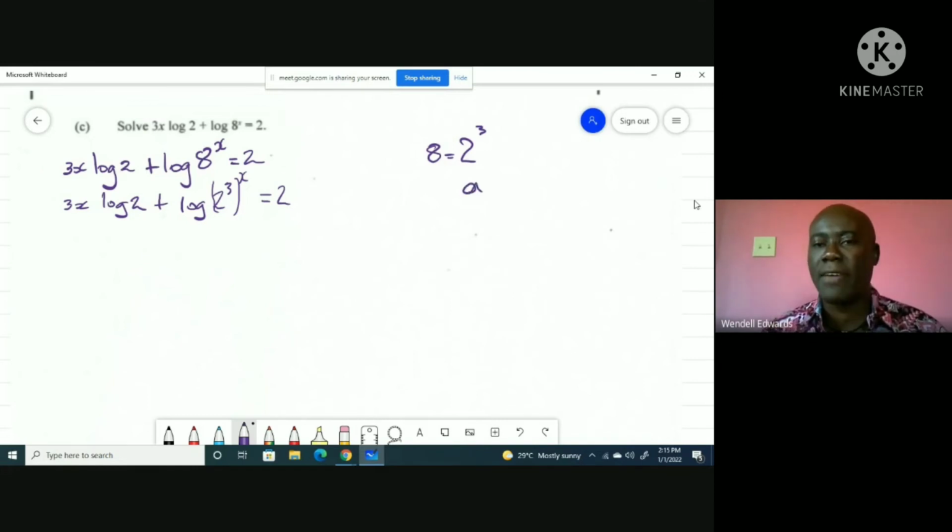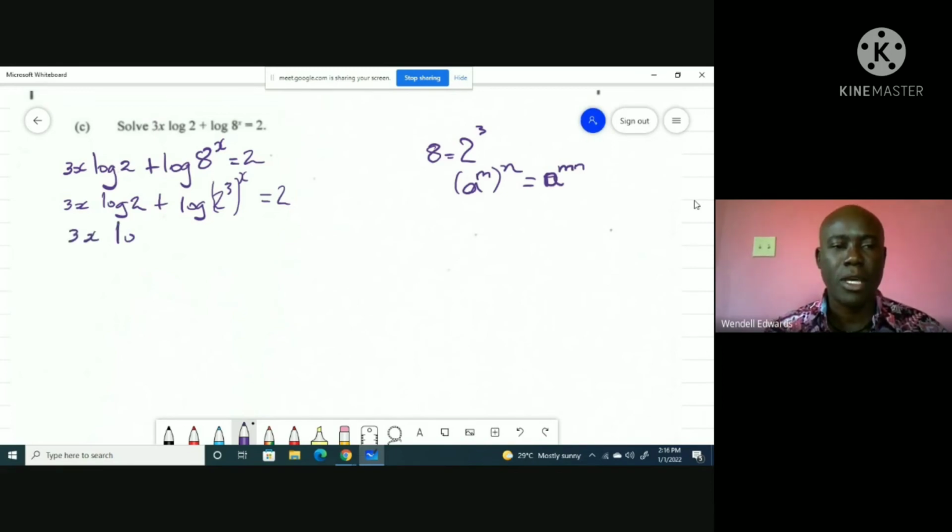Now let us say we have a to the m, and this is raised to the n. The result for this is a to the mn. In other words, when a power is raised to a power, we can multiply the powers. So let us utilize that here: 3x log 2 plus log 2 to the 3x, which is equal to 2. So I just utilized this here. All right, so we have that.